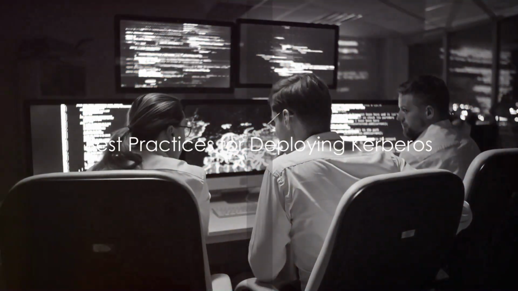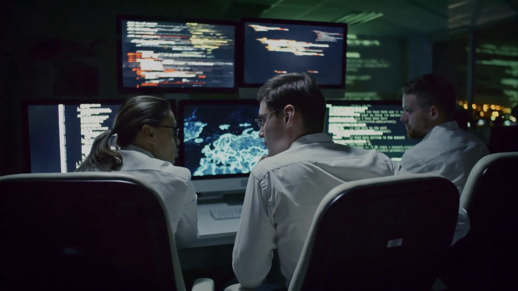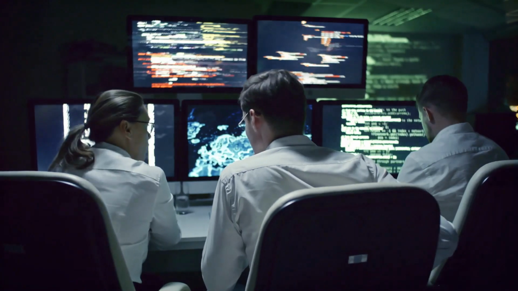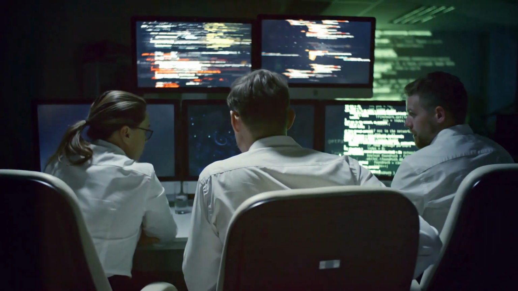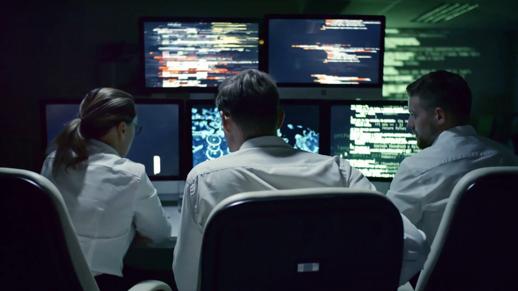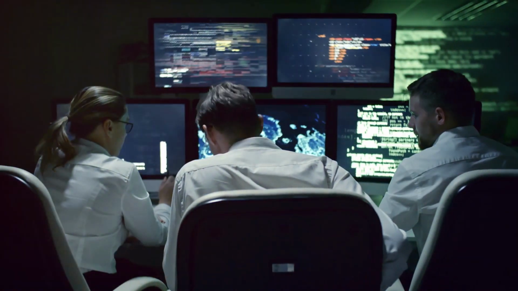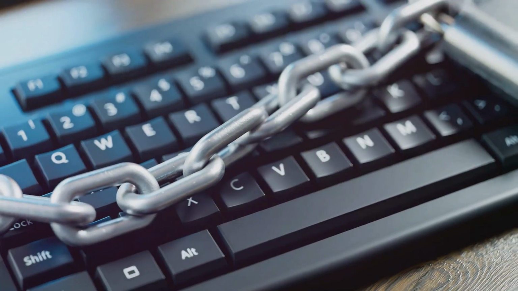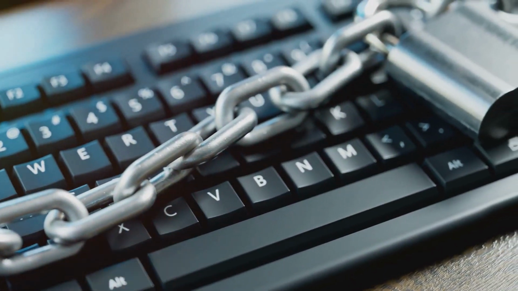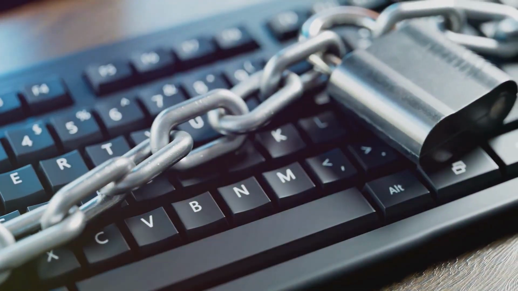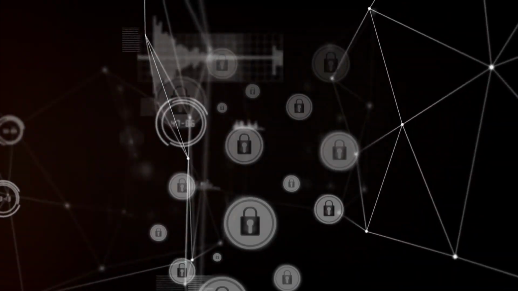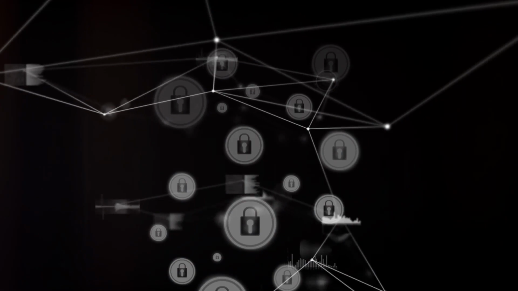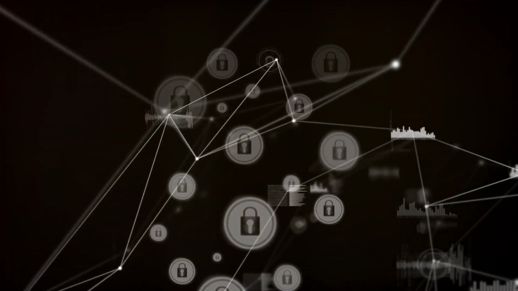Deploying Kerberos in your network environment requires careful planning and execution. It's not just about setting up a system, it's about effectively securing your network. Let's delve into some best practices to keep in mind. Firstly, the proper configuration of key distribution centers, or KDCs, is crucial. This is where your authentication tickets are generated, and any misstep in the setup can leave your system vulnerable. It's recommended to have backup KDCs to ensure continuous availability.